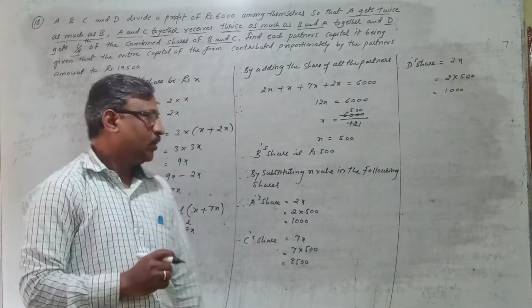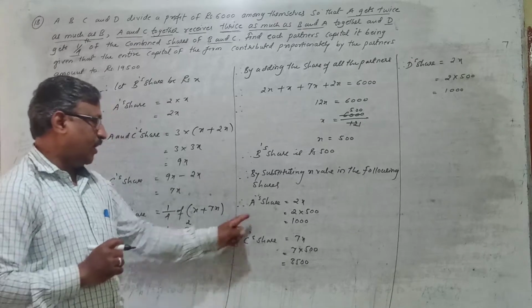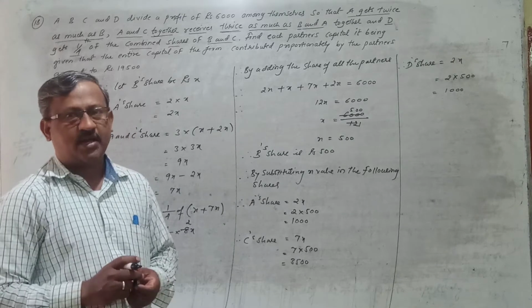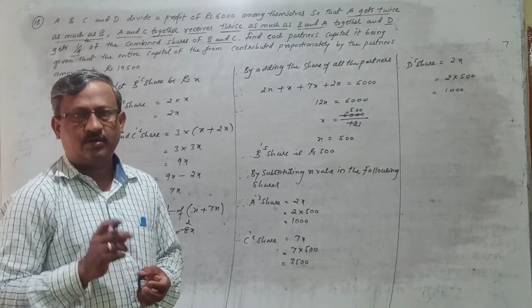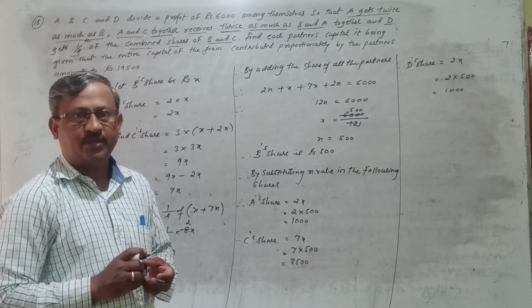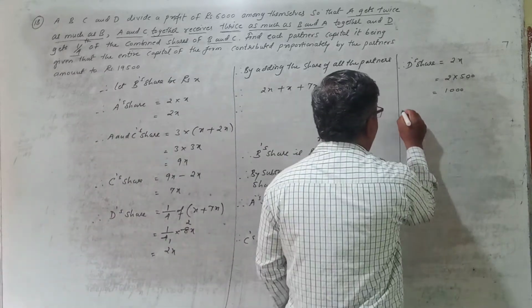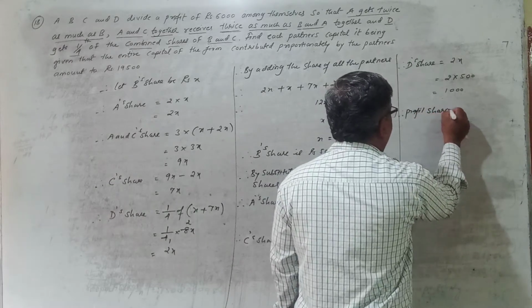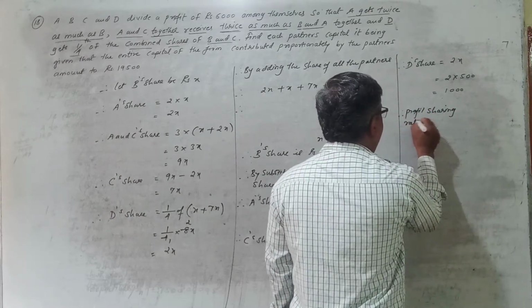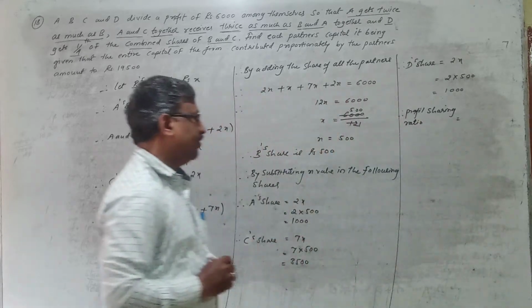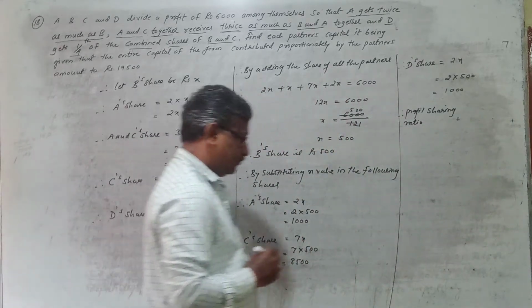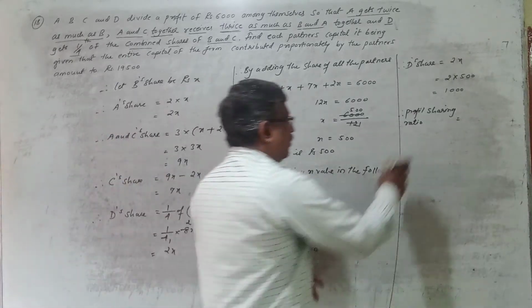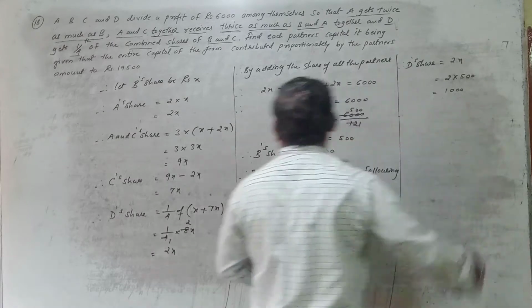So like this we get the share of A, B, C and D. Whatever share of profits we have got, take these shares and remove the ratio. That is called the profit sharing ratio. So now I can easily find out the profit sharing ratio. So let's calculate the profit sharing ratio. Profit sharing ratio equals to... I don't have much space over here, so I'll continue over here.